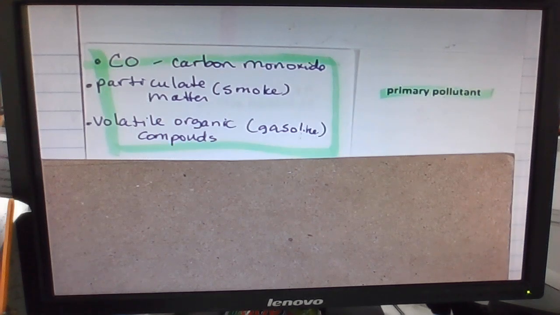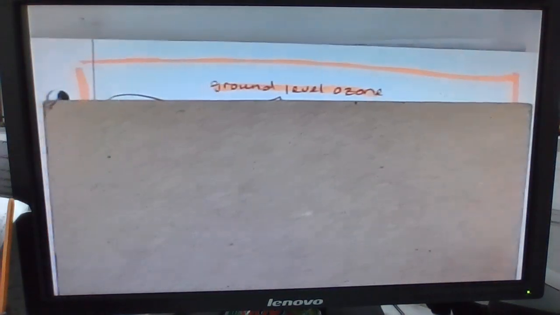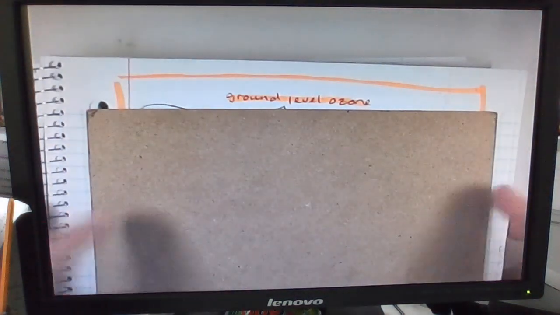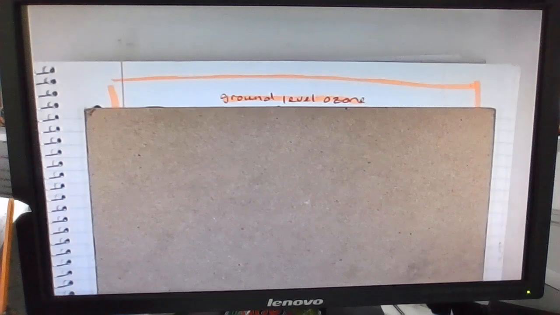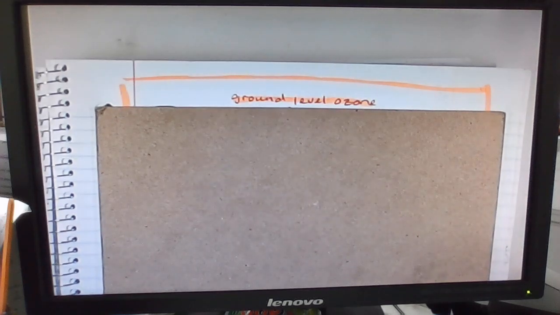All right, so now we put the primary pollutant into the atmosphere, and now it's going to react with other pollutants, or react with water vapor, or react with something in the soil, or react with something in the water. So I have two examples of secondary pollutants. I'm on the right-hand side at the top of the page. Ground level ozone. Ground level ozone.